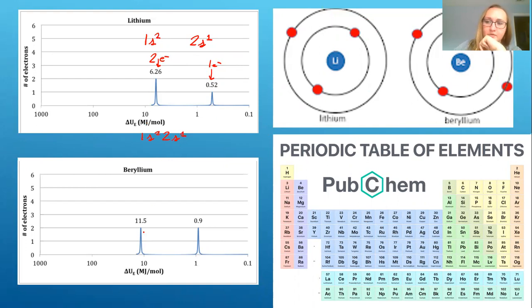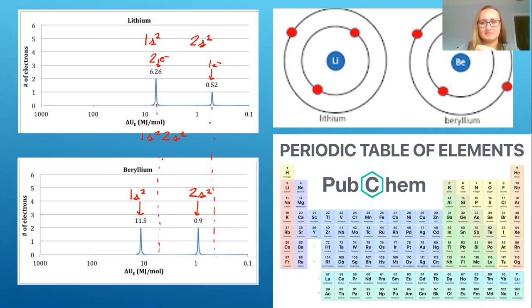Let's do the same thing for beryllium. I always start with my 1s, and I see that there are 2 electrons. And now I've moved to occupying my 2s, and there are also 2 electrons. And the shift happened again. Beryllium has a stronger binding energy than lithium.